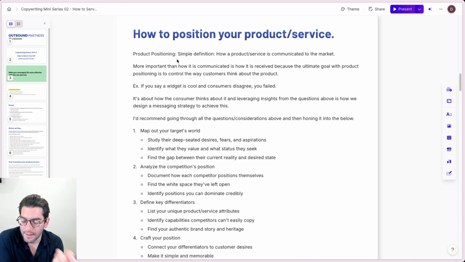Okay, that's a little meta, but I think that was clear. So it's all about how the consumer thinks about it, and leveraging insights from the questions above is how to design a messaging strategy to achieve this. So that is the goal.